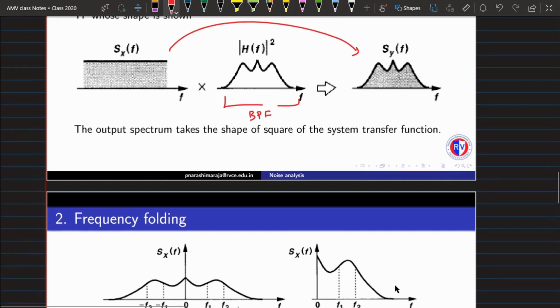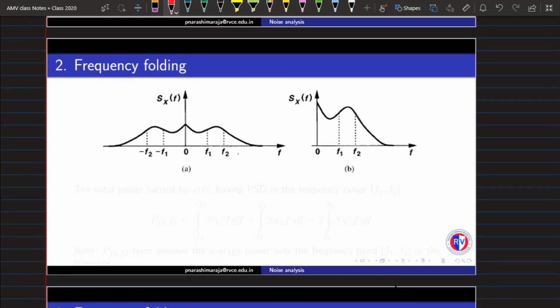Next we discuss frequency folding, which is again a parameter with respect to the power spectral density. Consider a power spectral density having a double-sided spectrum centered around the DC component. Now one could remove one of the frequency components just by folding it onto the other side. So when we do so, you can see clearly that the magnitude of this one-sided spectrum would get doubled when compared to the two-sided spectrum here.